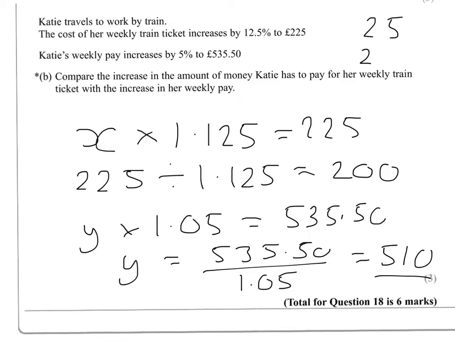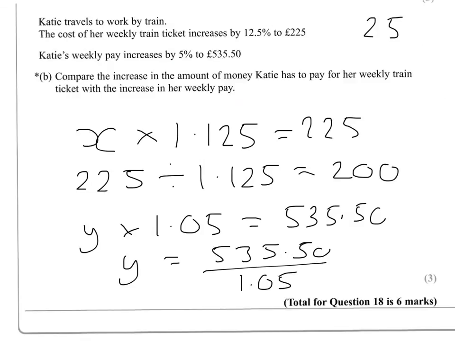So her pay then has increased, so we're looking at the difference between 510 and 535.50, so that's a difference of 25.50. So unfortunately, because her train has gone up, the amount of money she actually has once she's paid for that after her wage increase is simply 50 pence. So just as well she got the wage rise because she needed it, and that's your answer.